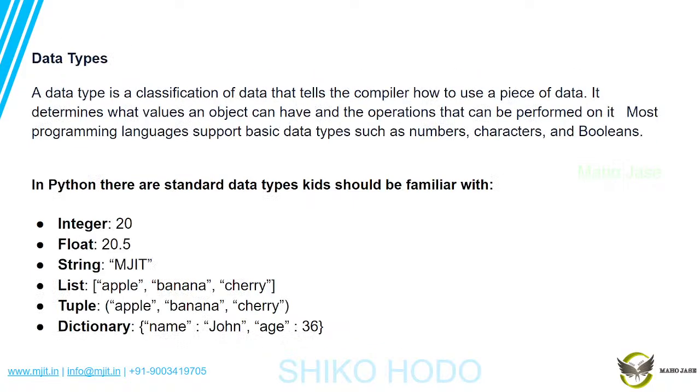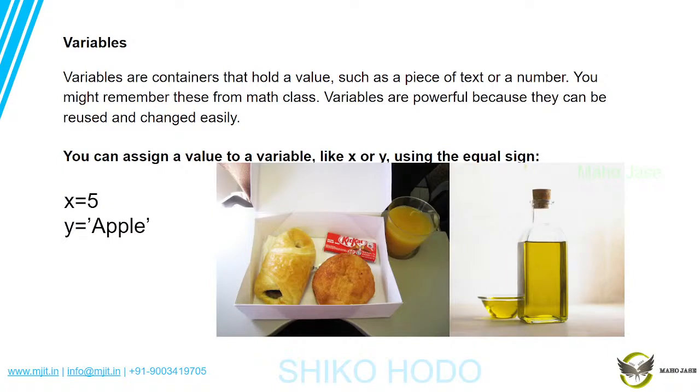So see here, we have now completed the data types like integer, float, string, list, tuple, and dictionary. And we'll move on to the next one, that is variable. So see here, variables are containers that hold a value, such as a piece of text or a number. I would explain with a real example.